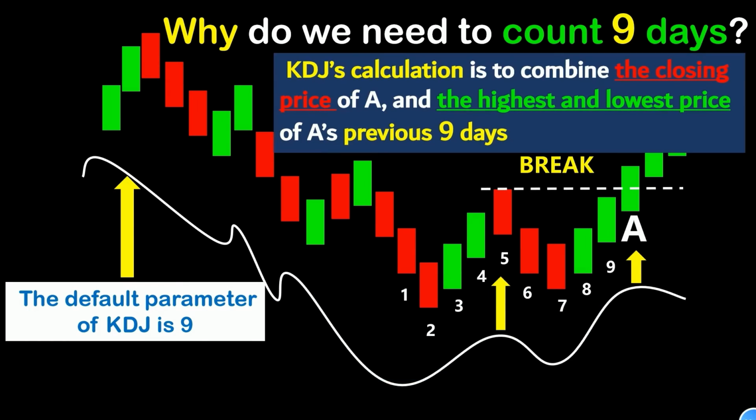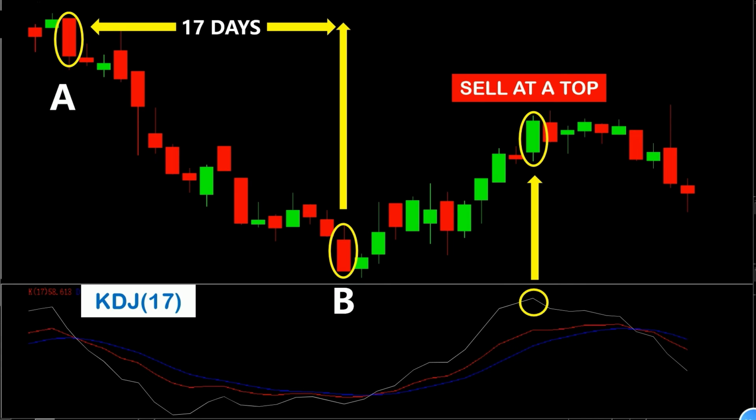KDJ is a stochastic oscillator indicator. Its calculation combines the closing price of A and the highest price and lowest price of A's previous 9 days. So the KDJ will start to make mistakes if A's closing price is higher than the highest price of the previous 9 days. Therefore, we should take the number from the previous high point to the low point as the KDJ parameter. In this case, KDJ could become more accurate since the highest price has not been broken.